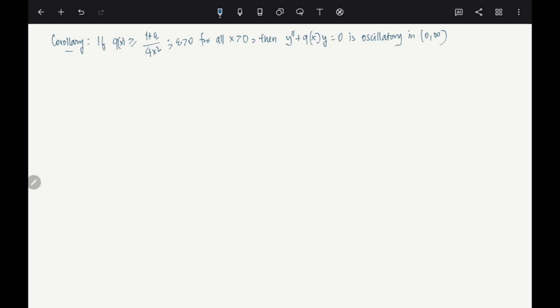So basically what we are trying to prove here is this. Y double prime plus q of x y equals 0, right? That's the equation given to us. Can we say whether this equation is oscillatory or not? What is the condition? So this actually gives us the condition that q of x has to be greater than or equal to (1 plus epsilon) by 4x square. Okay. Where did we get this?